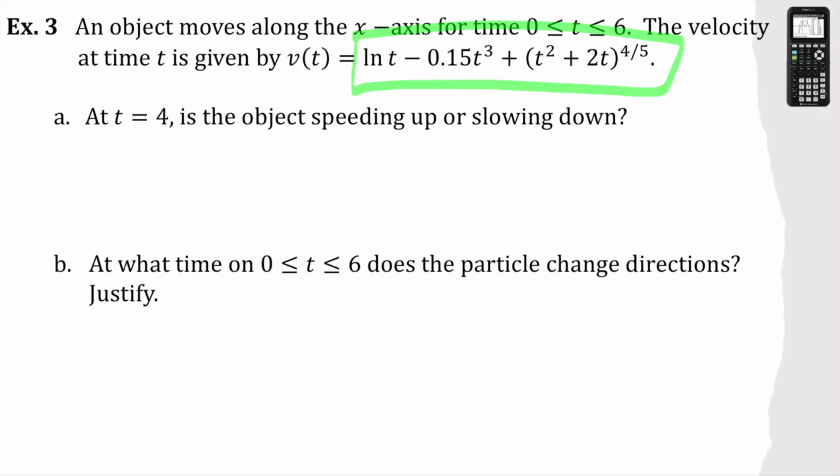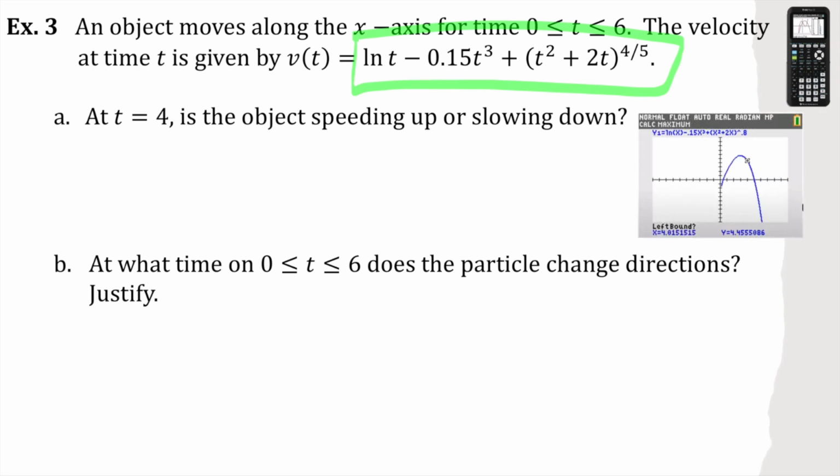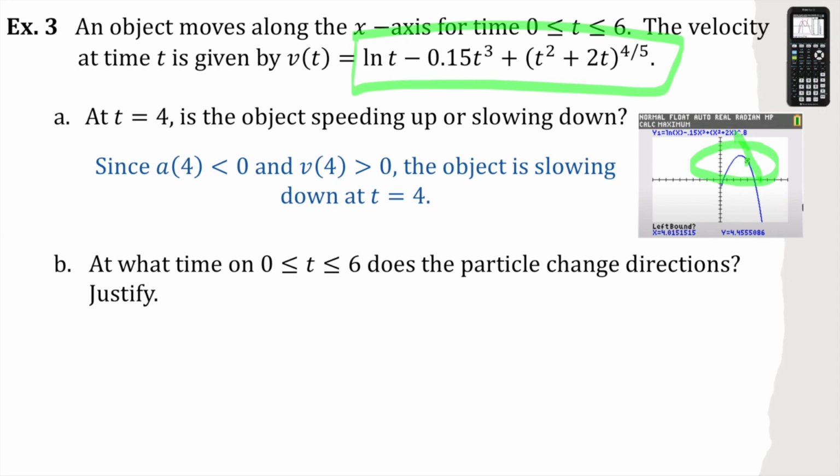At t equals 4, is the object speeding up or slowing down? The cool thing about this is you can just graph it. And if you graph it, you can kind of see right there is time t equals 4, you can see that the velocity is above the x-axis, okay? But the acceleration or the slope is negative there. So because the slope is negative, the acceleration is negative, and the velocity is positive above the x-axis, those are opposite signs, so the object is slowing down at t equals 4.